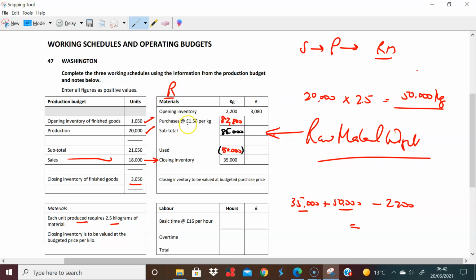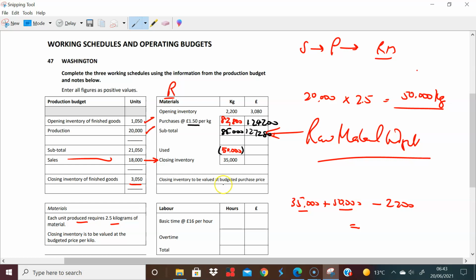It says here that you bought this at a price of £1.50 per kilogram. So let's do that. 82,800 times £1.50 is 124,200, and therefore that gives us a subtotal of 127,280. Right, good.